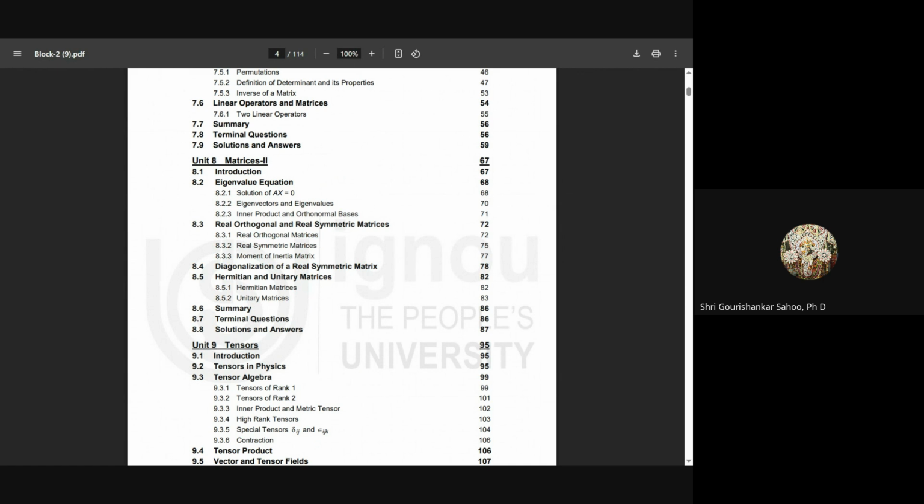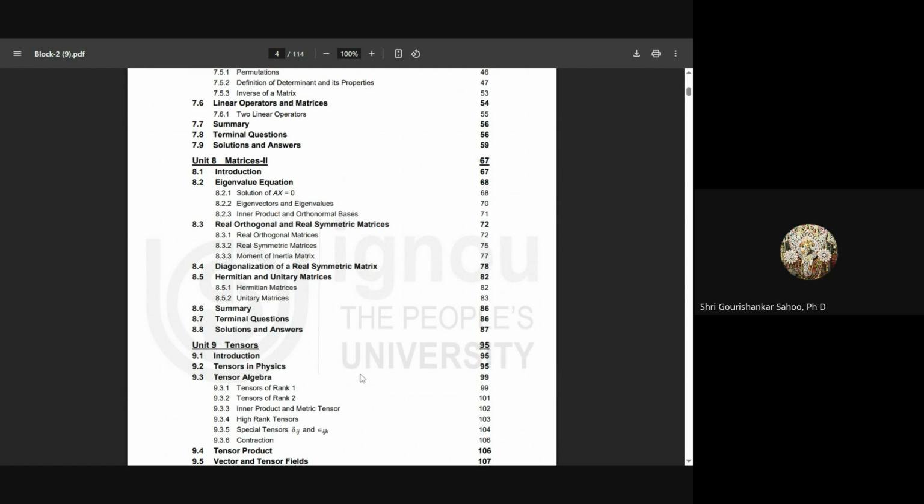and its physical significance we have discussed both in quantum mechanics and mathematical physics, inner product and orthonormal bases, real orthogonal and real symmetric matrices, for example, real orthogonal matrix, real symmetric matrix, moment of inertia matrix, diagonalization of real symmetric matrix, Hermitian and unitary matrix. These things we have all discussed.